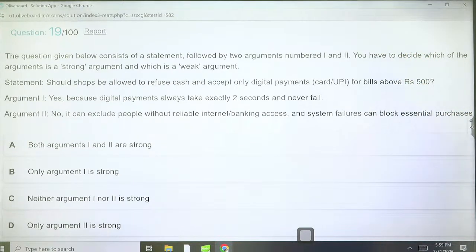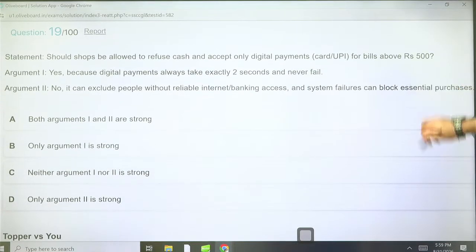Argument-based questions. The approach is to only check for the strength of the argument, not for the correctness or incorrectness of the argument. So the question below, the statement says, should shops be allowed to refuse cash and accept only digital payments, card or UPI, for bills above rupees 500? This is what the statement is suggesting. Now, let's say there are 2 lawyers presenting this case in front of you. One of them is saying, yes, this should be done.